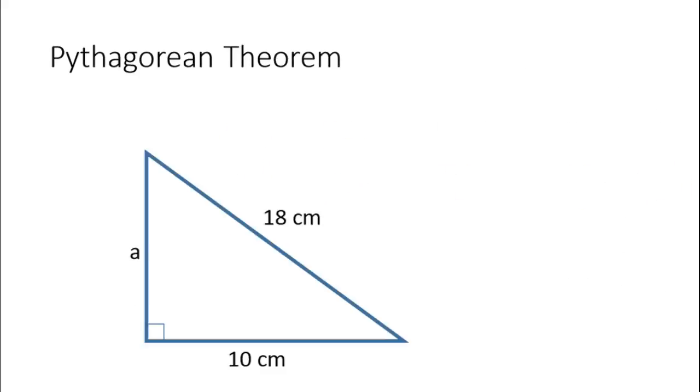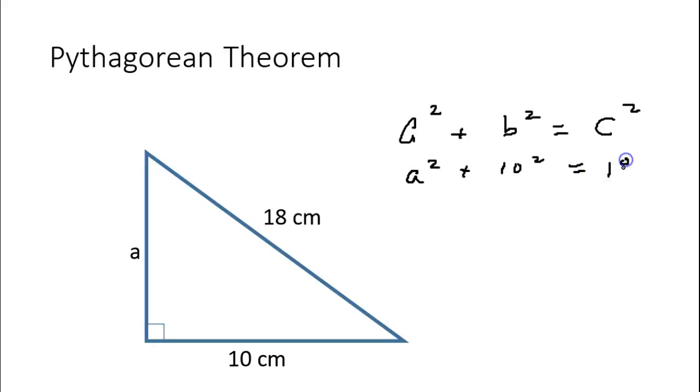Let's see if I've got another one here. Yeah, here's another one. This will be a little bit more difficult because on this one I'm missing side A. All right, so I have A squared plus B squared equals 18 squared. I'm sorry, equals C squared. I've got to do a control Z here. Equals C squared. I'm getting ahead of myself. So I have A squared plus 10 squared equals 18 squared.